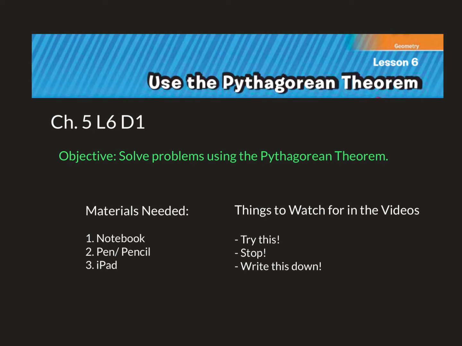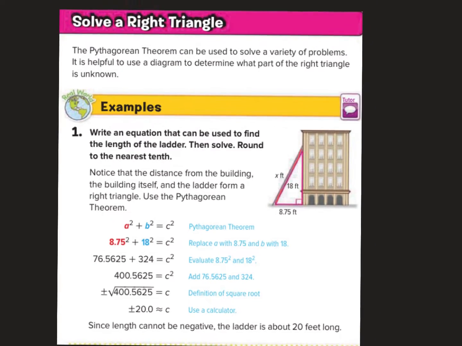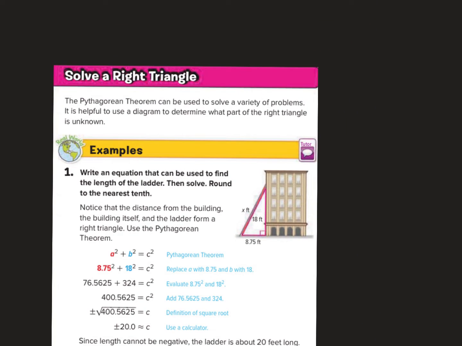Hey everyone, we're going to slow things down a little bit and go back and take another look at lesson 6. We've been using the Pythagorean theorem a bit, but I feel like we just need a little bit more practice before we have an assessment. So our objective is to solve problems using the Pythagorean theorem. We've done just some basic algorithms, but now we're going to actually apply it to situations.